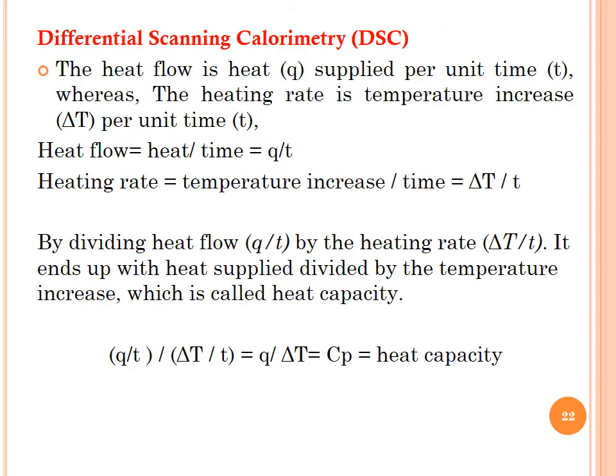Heat flow is the heat supplied per unit time t, whereas the heating rate is the temperature increase delta T per unit time. Heat flow is equal to heat over time, Q over t. Q is the heat, t is time. Heating rate is temperature increase over time, delta T over t. Delta T is capital T for the temperature, small t for the time. By dividing the heat flow, Q over t, by the heating rate, delta T over t, it ends up with heat supplied divided by the temperature increase, which is called heat capacity. So heat capacity is equal to Cp, Q over delta T.